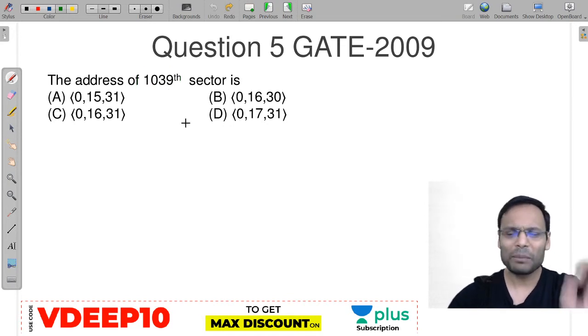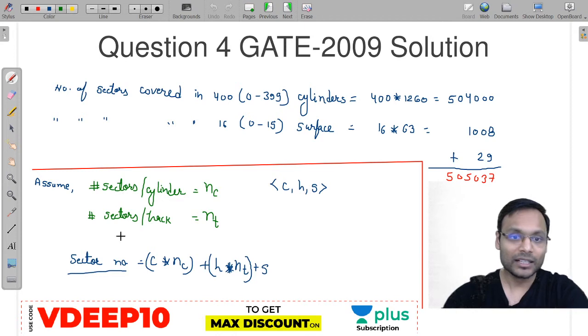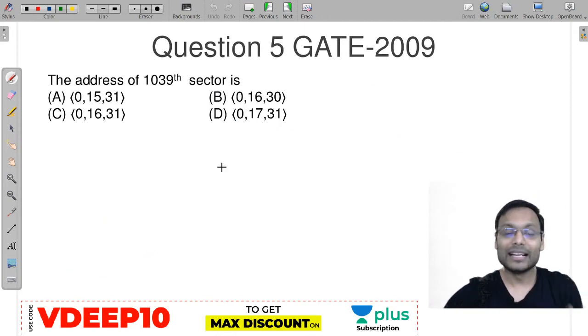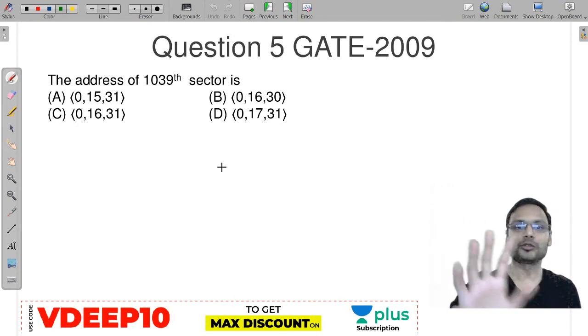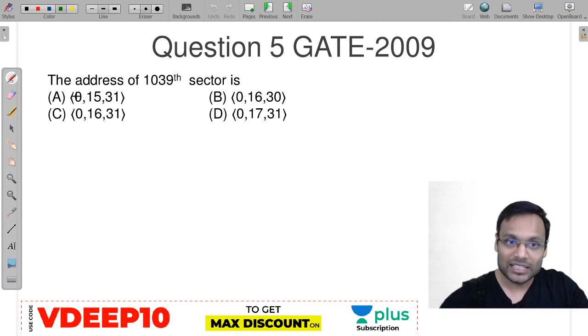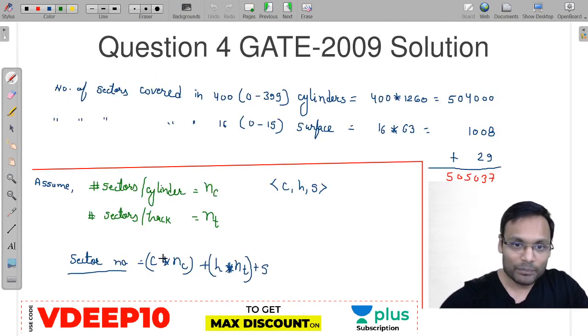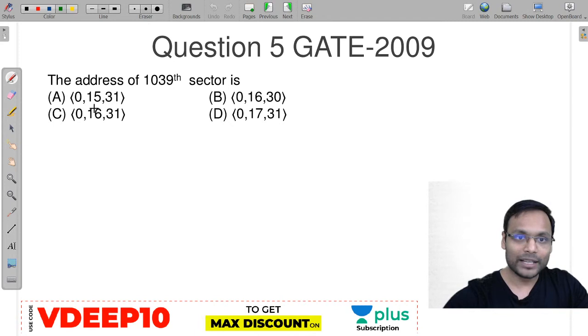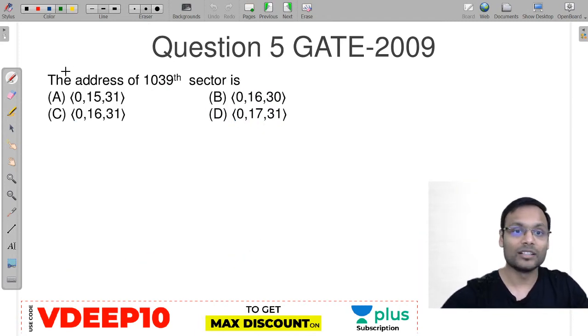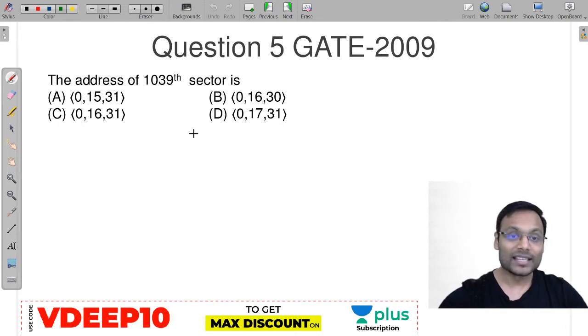So a simple method, four options are given. Apply this formula and get the answer. I will tell you another method also. First of all, let's do this one. If you apply the formula, C is given 0, so 0 into NC, plus 15 into NT, number of sectors per track, 63, plus 31. I will tell you directly the correct answer is C.